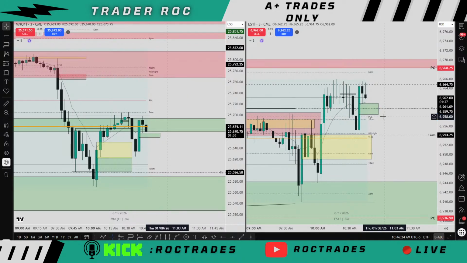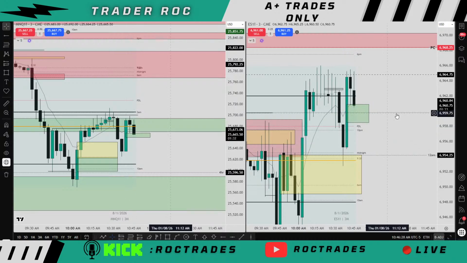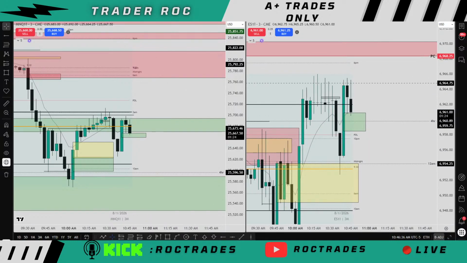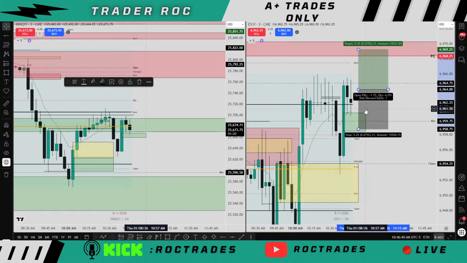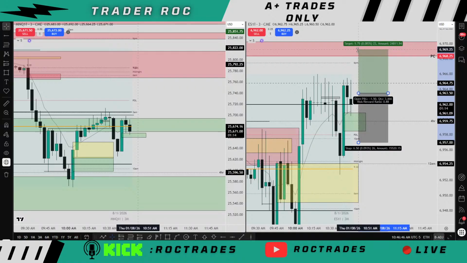A strong gap fill here with a nice reaction. Remember, this 4-hour level is still in the mix. It's actually sitting right inside of that 3-minute gap. So this is going to be my trade idea if we get a nice reaction here. I want a long above the gap, target the next zone for about 6 points.